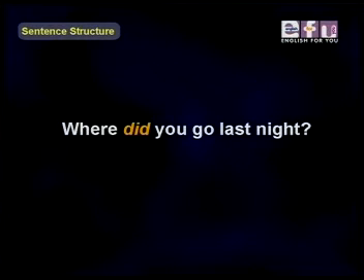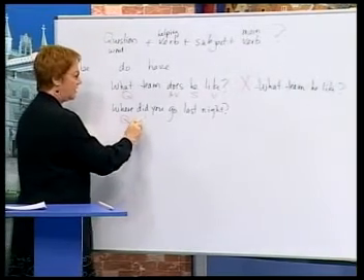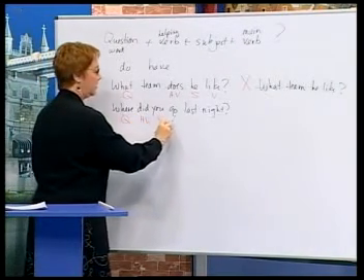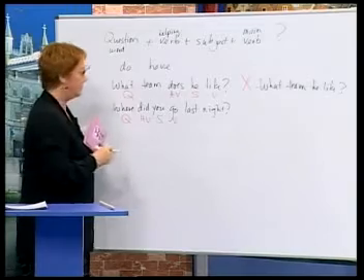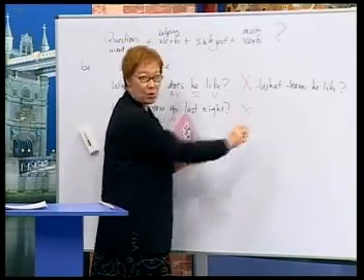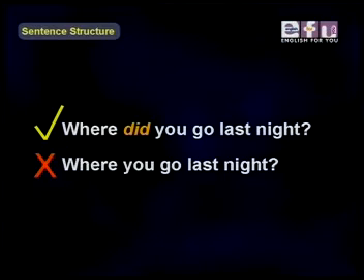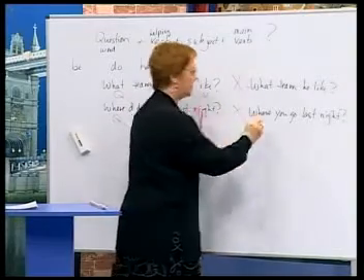Where did you go last night? Now again, we've got the question word, the helping verb, the subject, and the main verb. Okay? Now, you cannot do it like this. No. This is an example of wrong. Where you go last night. No, you cannot do this.